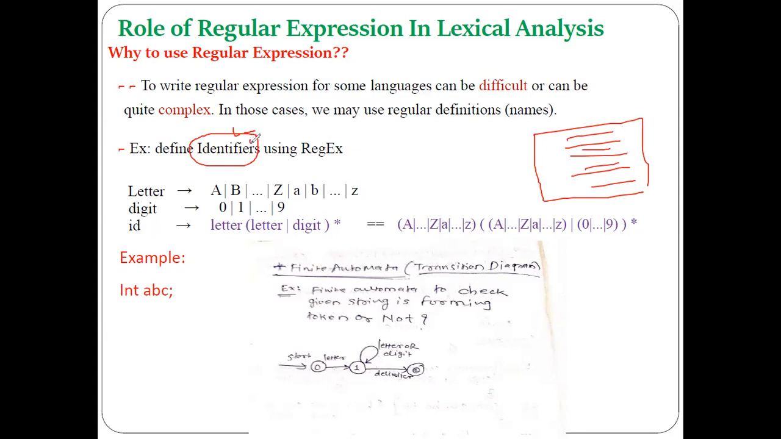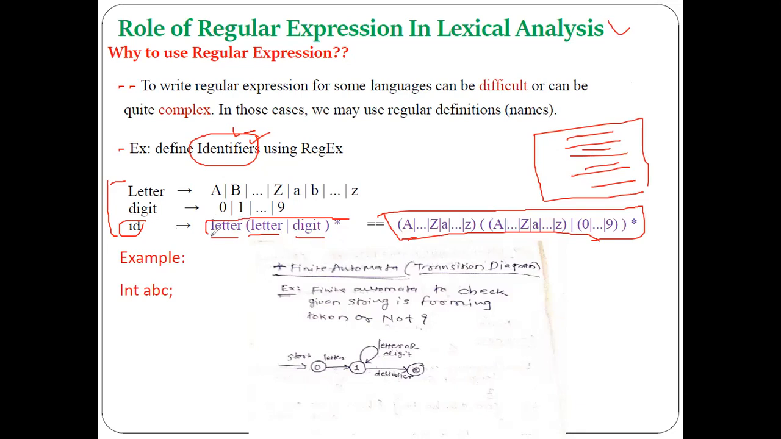For example, consider the token as the identifier. How will the system programmer describe the token identifier with the help of the regular expression? In this way, you can see here, the system programmer uses the regular expression to describe the token, and he can describe the token identifier like this: letter followed by letters or digits, and it can be written like this. So this is the role of regular expression while designing the compiler, in the first phase of the compiler, that is, the lexical analysis. In this way, we can use the regular expression to describe the tokens or patterns for the tokens.